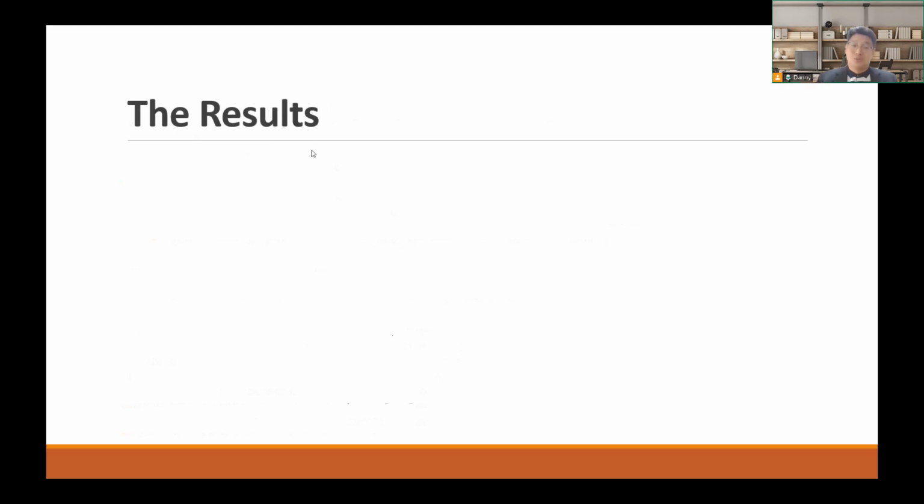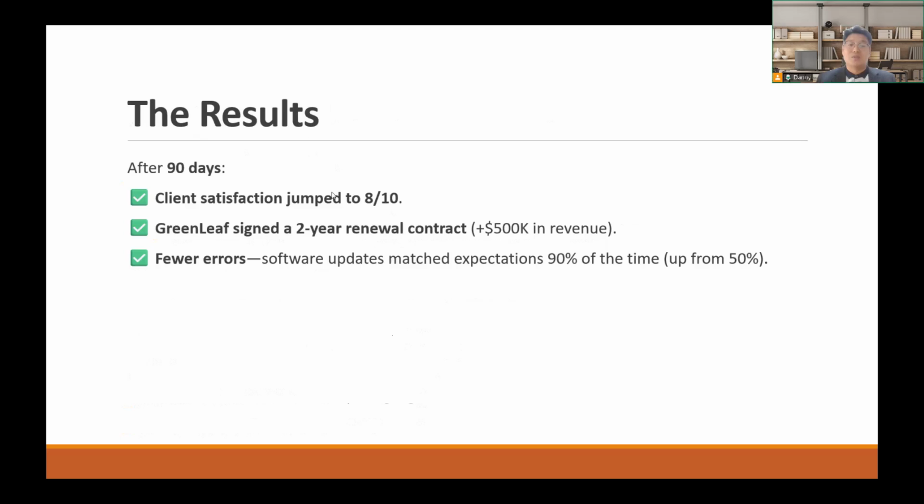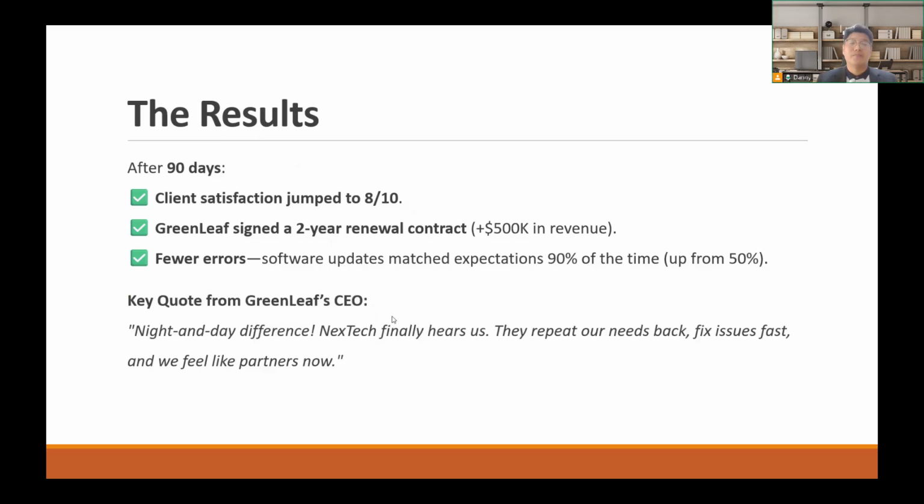Okay, after implementation of these solutions, we can see the possible results. Okay, so after 90 days, of course, the satisfaction will just rise again from 2 out of 10 to 8 out of 10. And Greenleaf are willing to sign a 2-year renewal contract with the company. And also, we are happy to see fewer mistakes, fewer errors. Okay, so that is a very ideal result after the correction by active listening and also the training to the employees in the company.